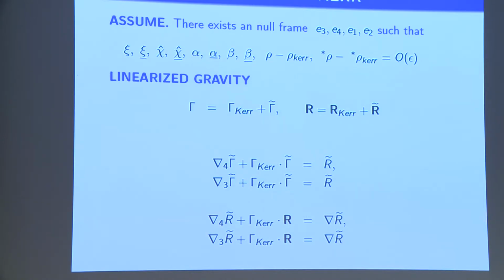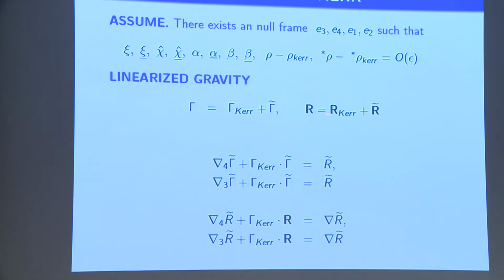You imagine a general space-time, which is a solution of the Einstein equations, where you have a frame which is close to a principal null frame. In other words, you have a null frame E3, E4, E1, E2, such that all connection coefficients and curvature components are O of epsilon, relative to a small parameter epsilon in the problem. And the part of the curvature which is not zero in Kerr deviates very little from the values of Kerr, so this is also O of epsilon.